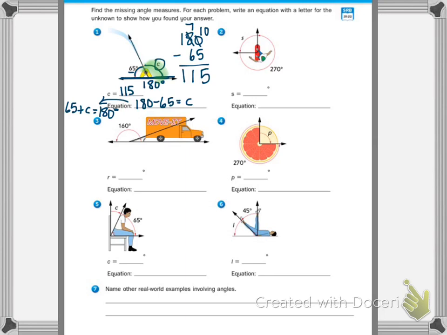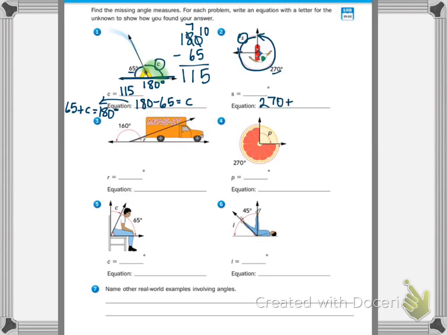Okay, let's look at number 2. On number 2, it looks like a skateboarder, and he's doing some sort of skateboard trick. Skateboarding is not my specialty. It says from this spot here over to this line is 270 degrees. They want us to figure out what S is. So we're going to take what we know of the 270 plus whatever S is, and that's going to give us our unknown.